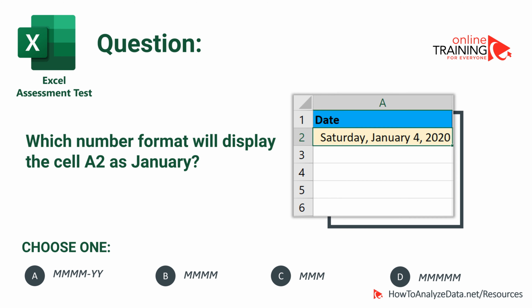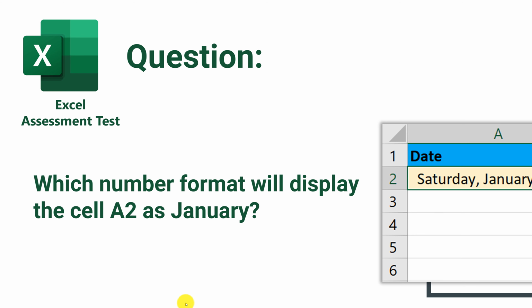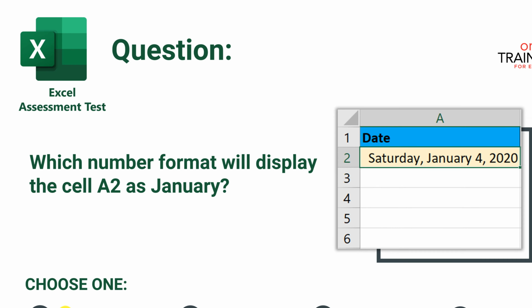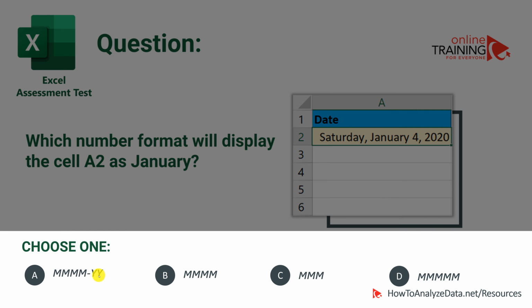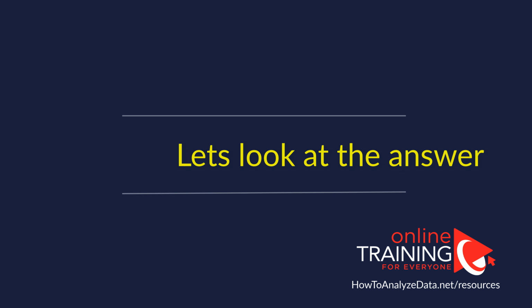Let's see how well you know Excel data formatting features, specifically custom formatting. Here's the question. Which number format will display the cell A2 as January? And there are four choices: A, 4 amps dash YY; B, 4 amps; C, 3 amps; and D, 5 amps. Which one do you think is the right one?